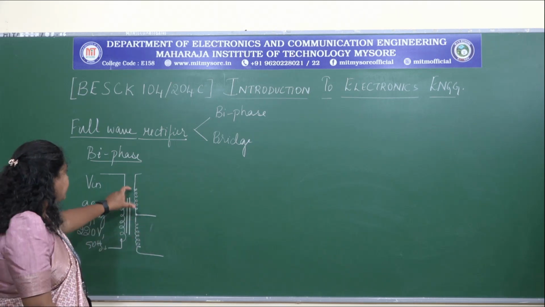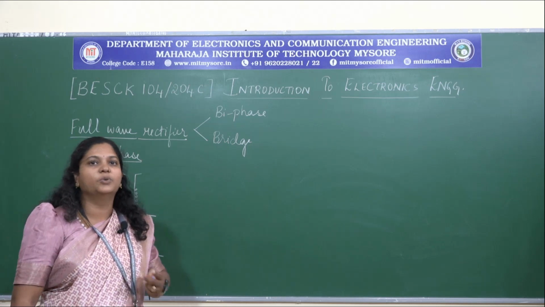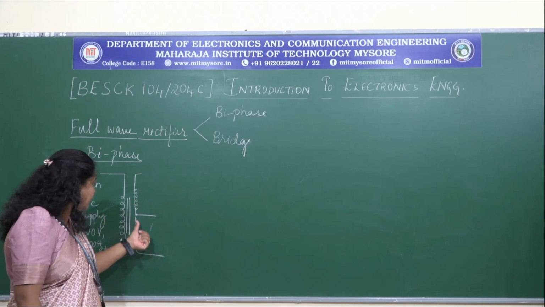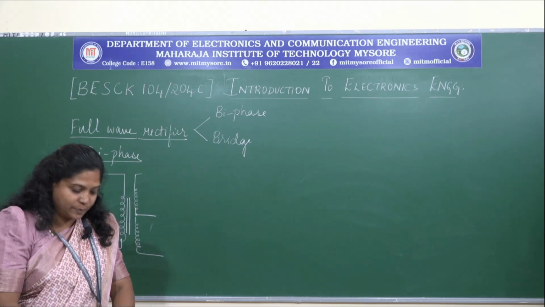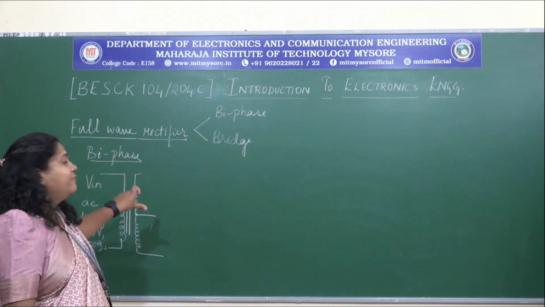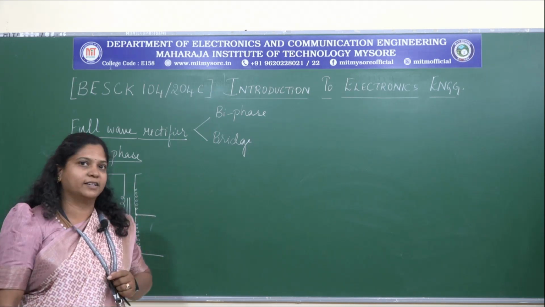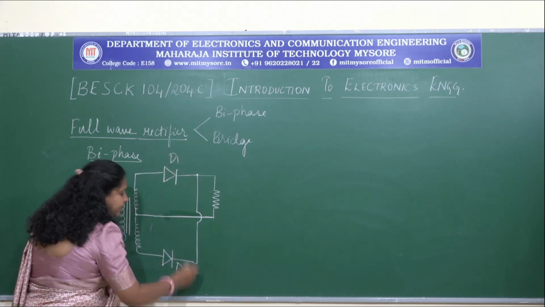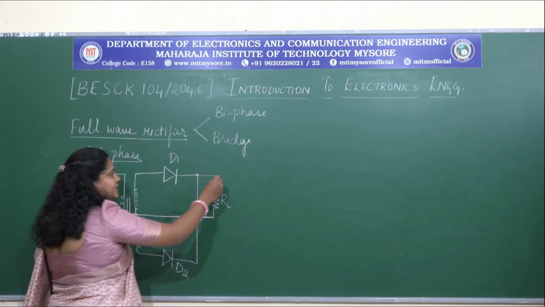If we make use of a center tap transformer, the number of diodes that we use is only 2 diodes. By making use of 2 diodes and the center tap transformer, where the turns ratio has been distributed, we call such rectifier circuits biphase rectifiers. So here we make use of 2 diodes, D1 and D2, and the load resistance that we connect is here.